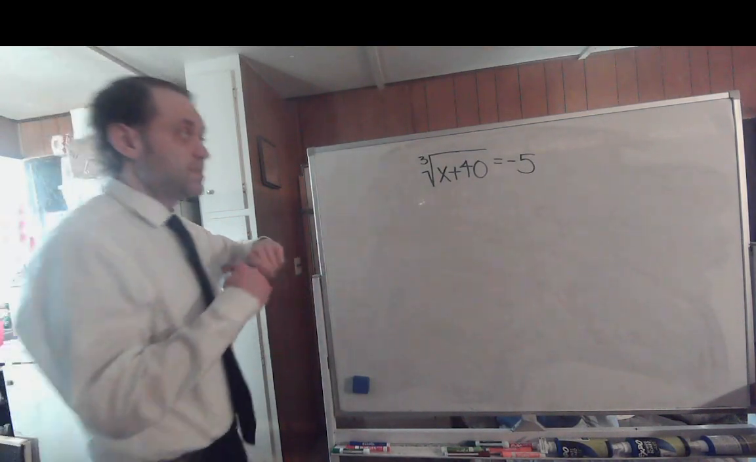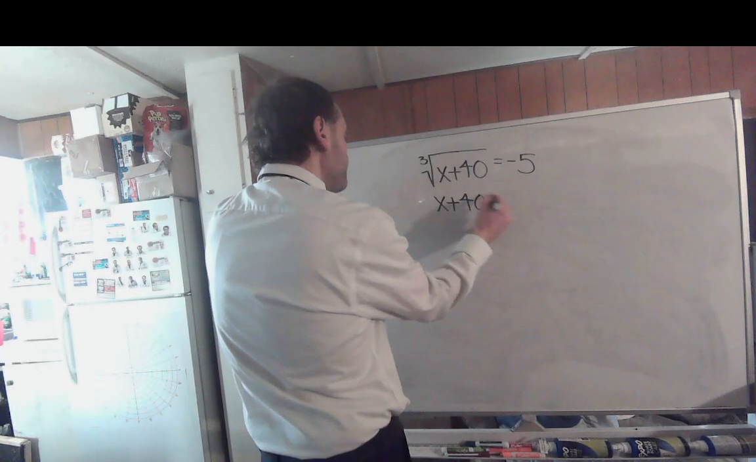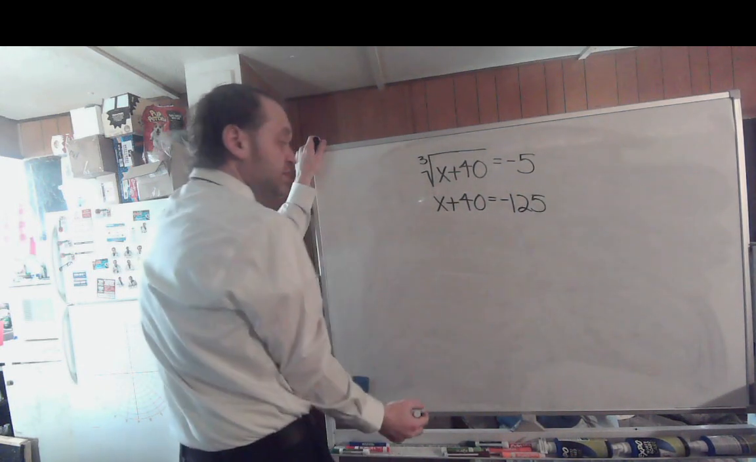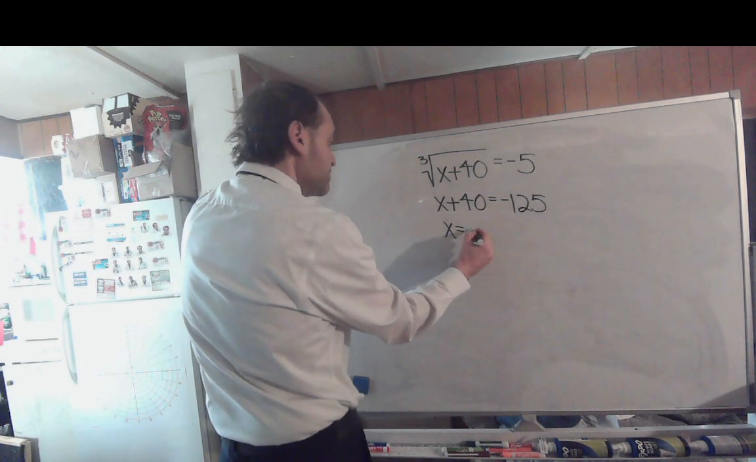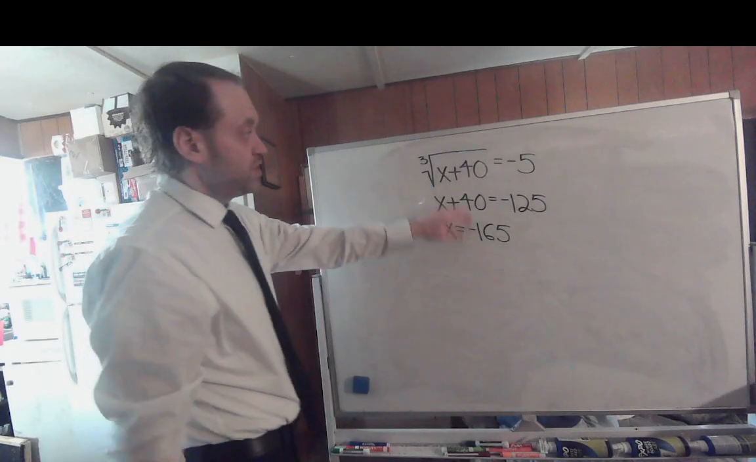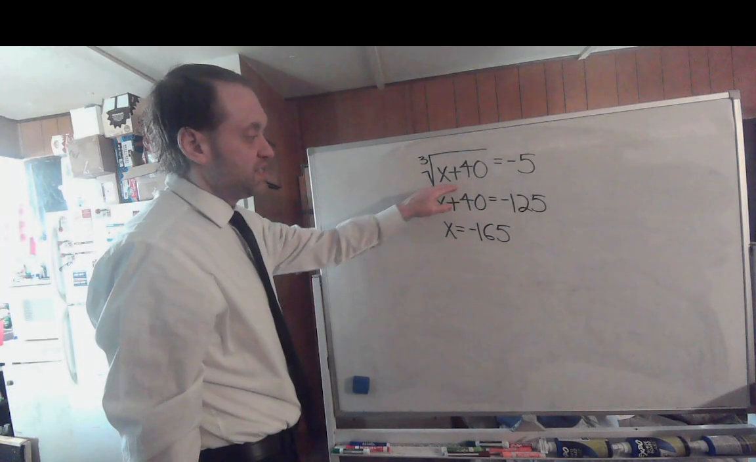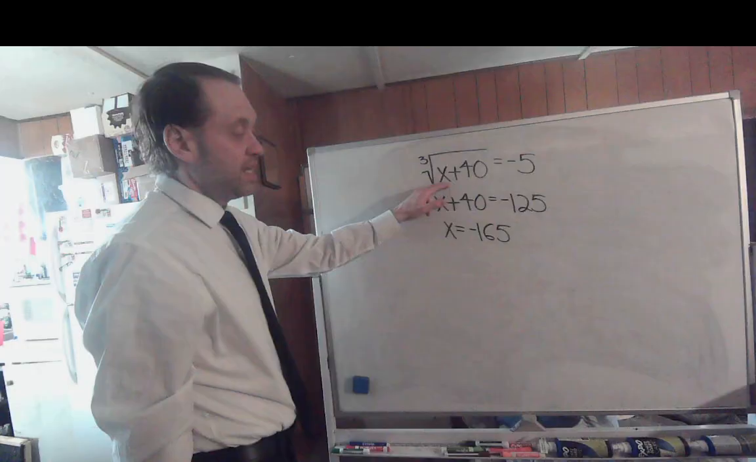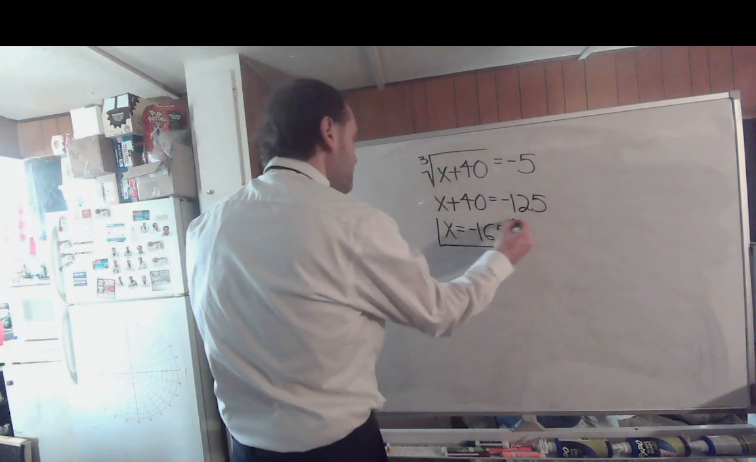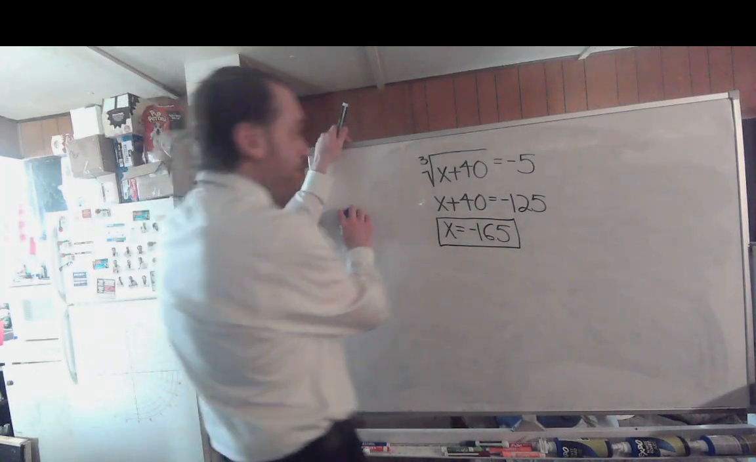So raise both sides to the third power, you would get that x plus 40 is equal to -125. Solve for x, you would get that x equals negative 165. So if you put that into your cube root where the x is, negative 165 plus 40 gives you the cube root of negative 125, which is negative 5. So that x value of negative 165 does check out. That would actually be the solution.